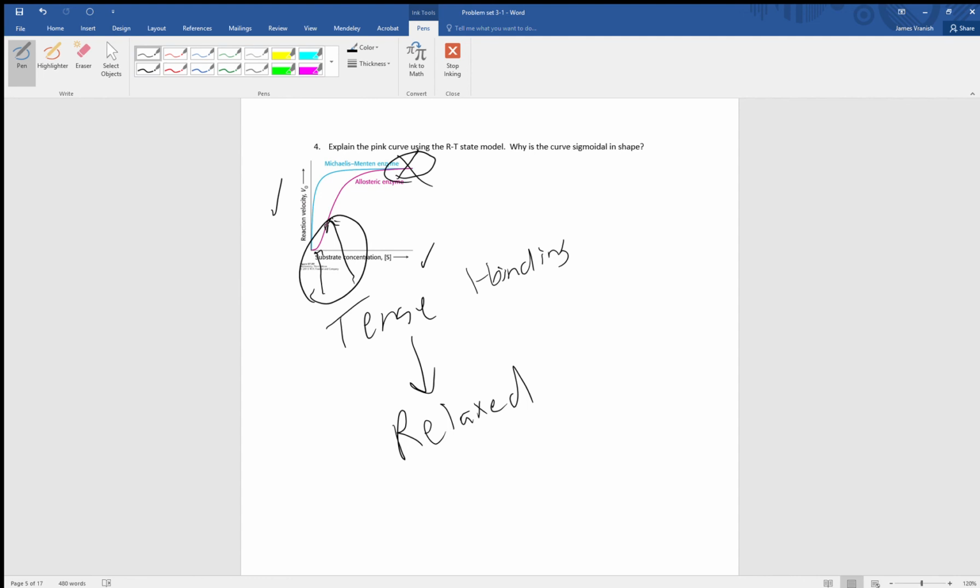All right, so initially, we see poor binding in this lower region here, which is indicated by the shallow slope. But then after we get that first binding event, we now see a steeper slope where it's easier for our substrate molecules to bind and increase the reaction velocity. And that is the explanation for number 4.